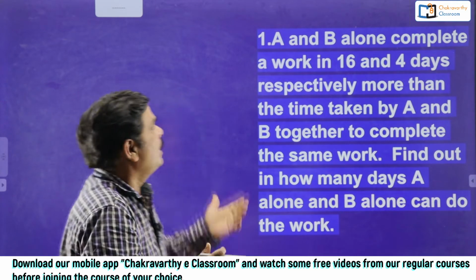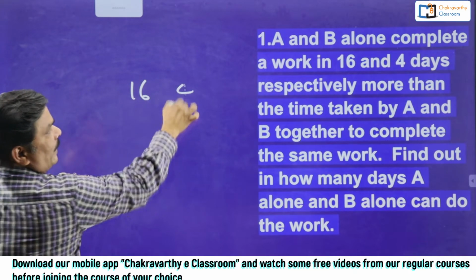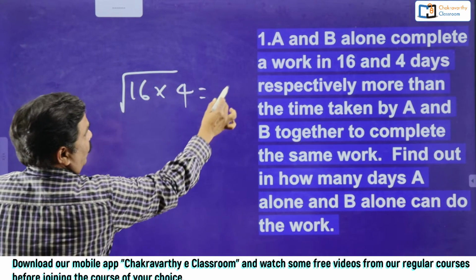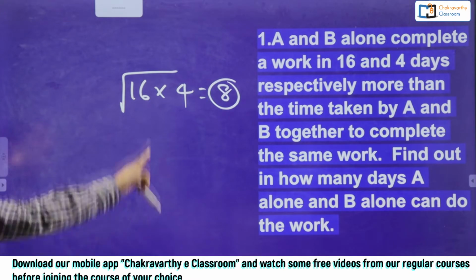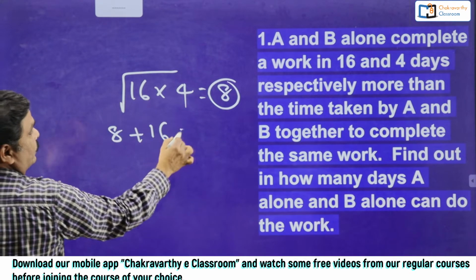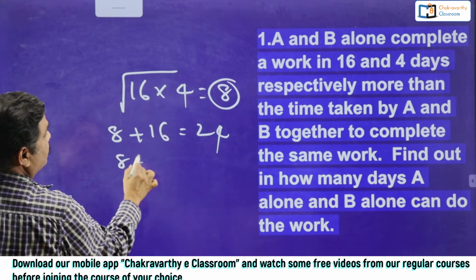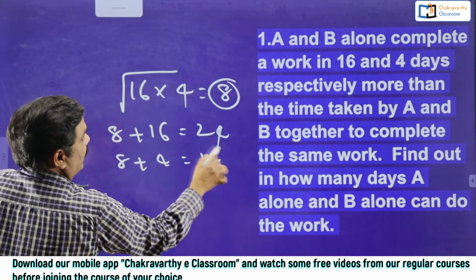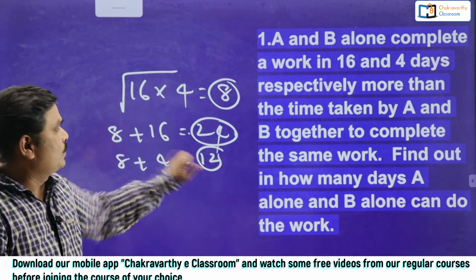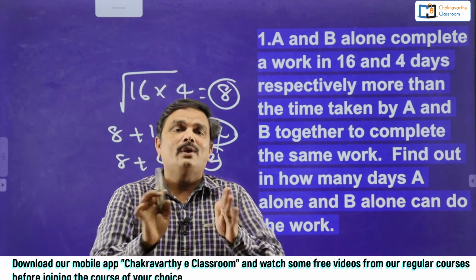Only then you can apply the shortcut. By the way students, what's the shortcut? Straight away you can say one value is 16, other value is 4. 16 into 4 under root, that is 64 under root, that is 8. So A can do the work in 8 plus 16 days, so that is 24, and B can do the work in 8 plus 4 days, that is 12 days. This is the answer actually. A can do in 24 days, B can do in 12 days. So even without writing anything on the paper, you can do it.